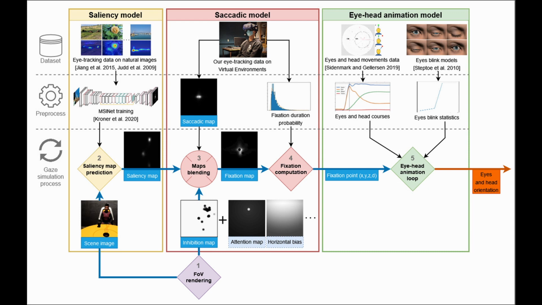Finally, given the current eyes and head orientations of the character, the model will animate the character's gaze towards this new fixation point. When the duration of the fixation is reached, the updated field of view of the character is rendered, and the process is then iterated.